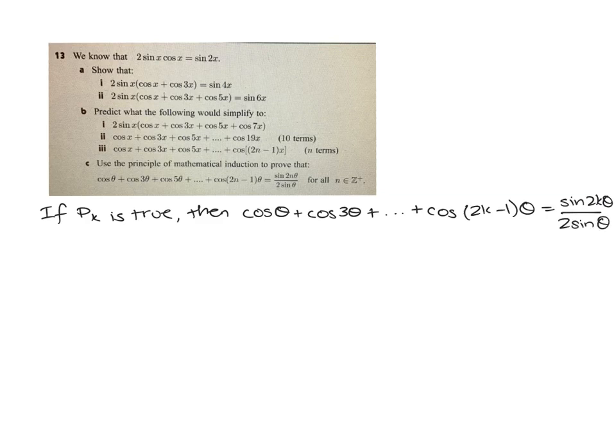Now don't get sucked into changing your thetas to a k. When I first did this question, I changed one of my thetas to a k. I can tell you it didn't go very well. Anyway, what are we going to do now? What's next? PK plus 1. So then we can say that cos theta plus cos 3 theta plus cos 2k minus 1 theta plus, now what's that going to become in this one? If we've got 2k minus 1, but now the k is going to become k plus 1, what's going to go in those brackets?